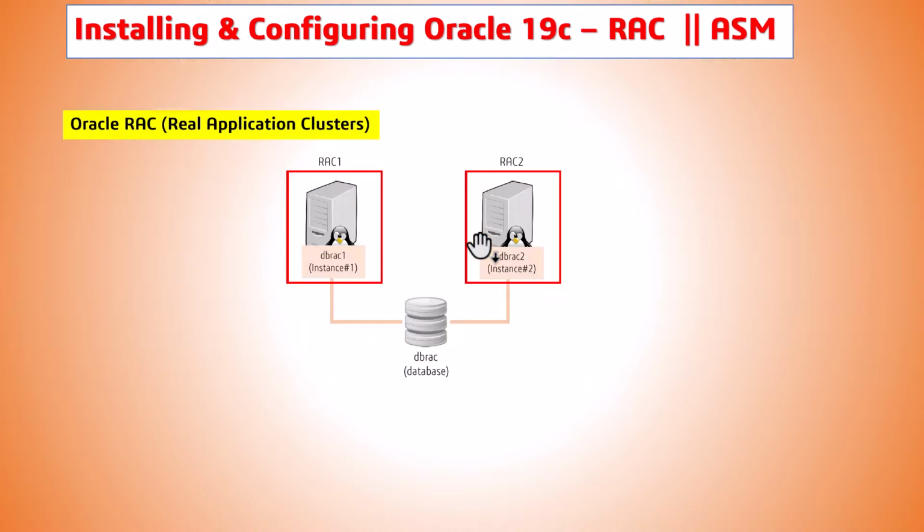All right, so this is the configuration. We have rac1 and rac2. There are two virtual machines, and we have DB rac as a database.